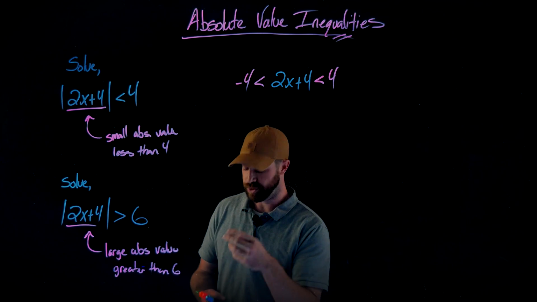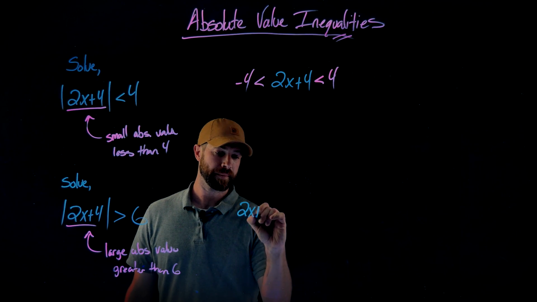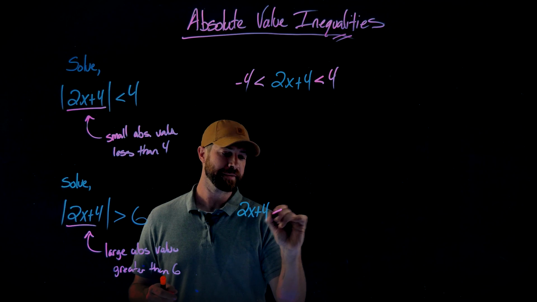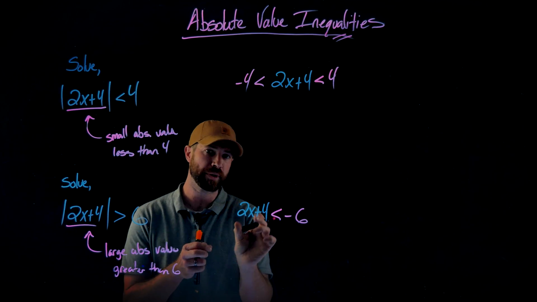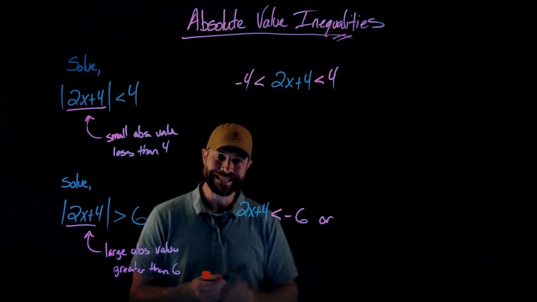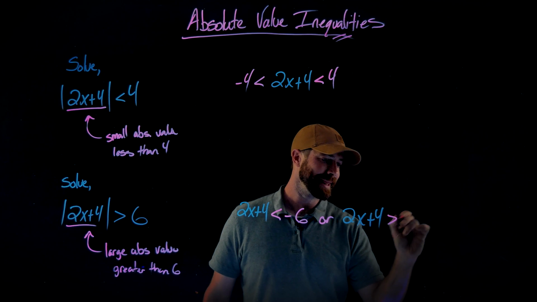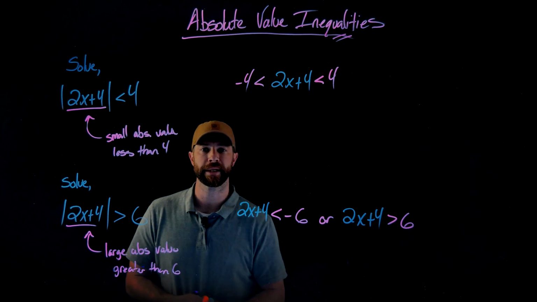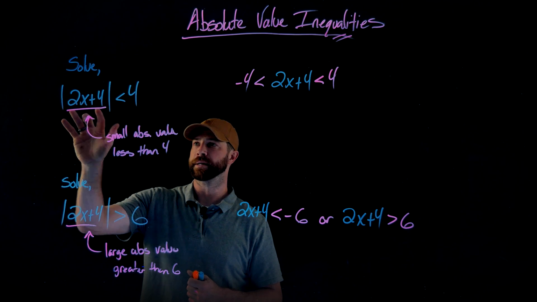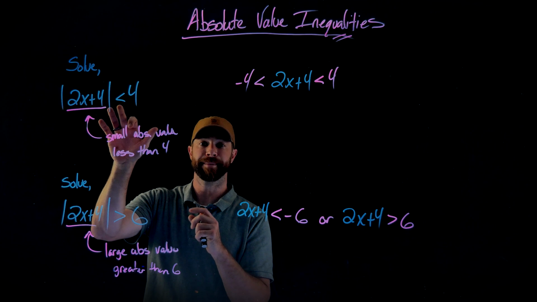Well, I have these two things. I have that 2x plus 4 has to be less than negative 6, as before, right? This has to output something like negative 7. Or I need this 2x plus 4 to be greater than 6. All I'm doing is saying the expression inside the absolute value here is sandwiched in between negative 4 and 4 for a less than absolute value.